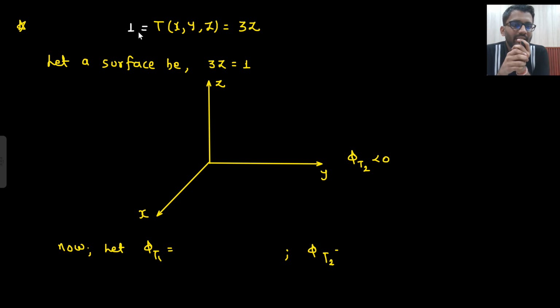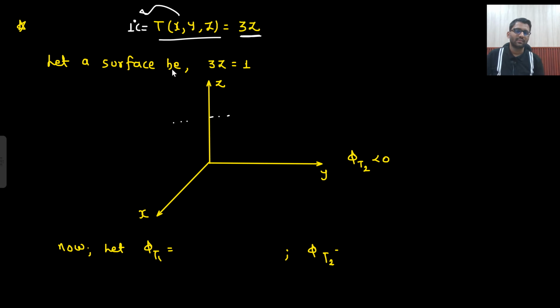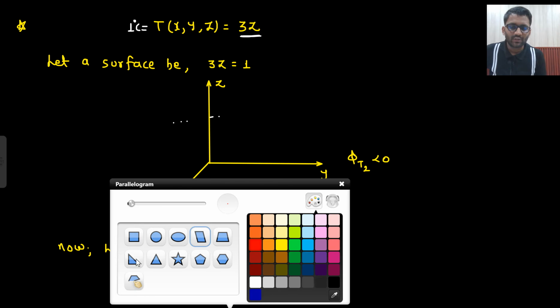So what do you understand by that? Wherever your temperature is equal to 1 degree Celsius, you are marking all those points. So from here, what will be the surface you are getting? 3z equals 1. Are you getting this point? I have marked my temperature function equal to 1 degree Celsius. So what is the equation of the plane I am getting? 3z equals 1. So can I plot 3z equals 1? Yes. That will be your z equals 1 by 3 plane.